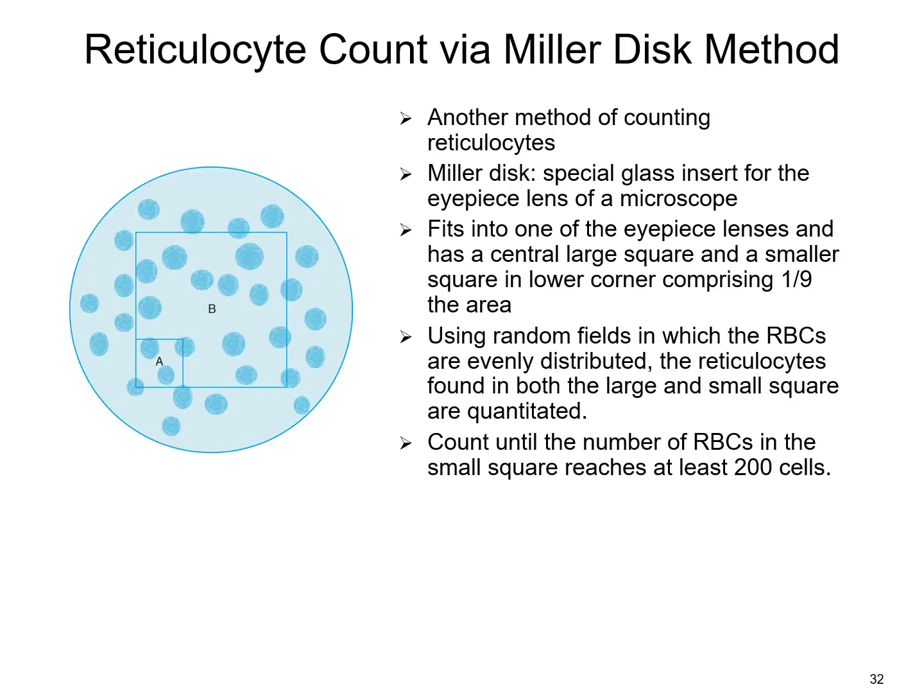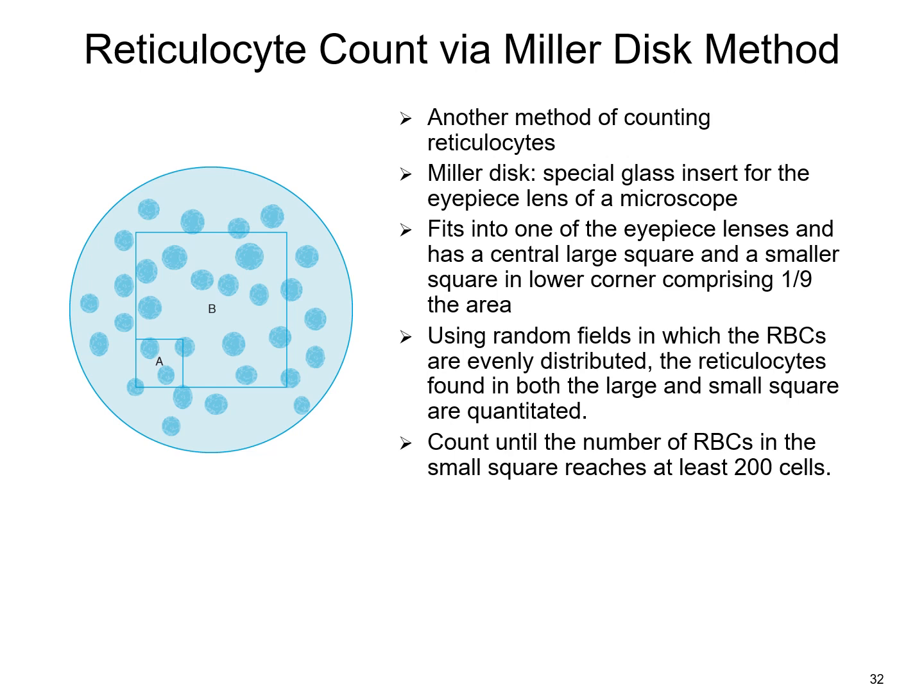Now some laboratories will just push the slide and count those 1,000 cells, whereas some labs may actually use a Miller disc. This is where you take out one of the eyepiece oculars on your microscope and replace it with a disc, and it has a little grid on it. So you're looking through that eyepiece and you're counting based off of what falls into each of those little squares.